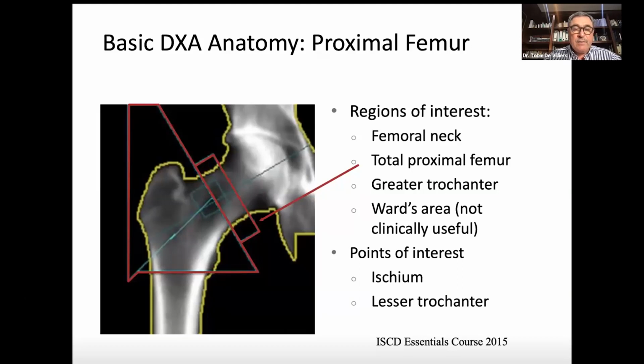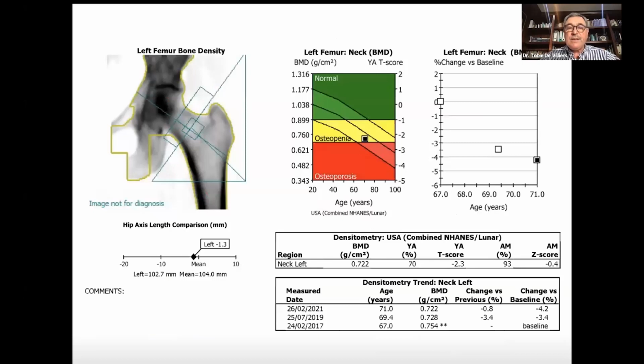That's a little bit easier to do, but the operator also has to see that the rotation of the hip is just correct, and that can be seen by the amount of the lesser trochanter which appears on this. And the operator also has to check that all the edges are in fact normal. So this is the type of picture that you'll get on your report, so you can see what it looks like, and you can actually determine yourself whether the operator didn't make a mistake in which area was measured.